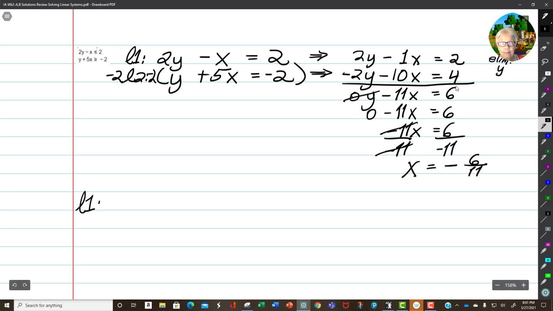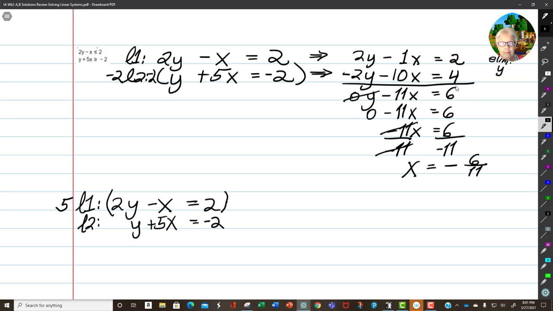Line 1: 2y minus x equals 2. Line 2: y plus 5x equals negative 2. Now I want to eliminate x. So there's no choice here. I'm going to have to multiply line 1 by 5, so that I'll get a negative 5x here, a positive 5x here, and when I add them together, I'll get 0. Sounds good to me. So that gives me 10y minus 5x equals 10.